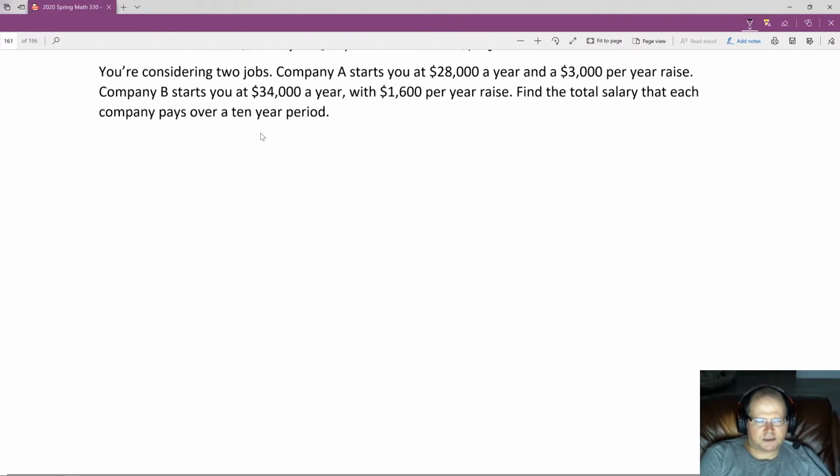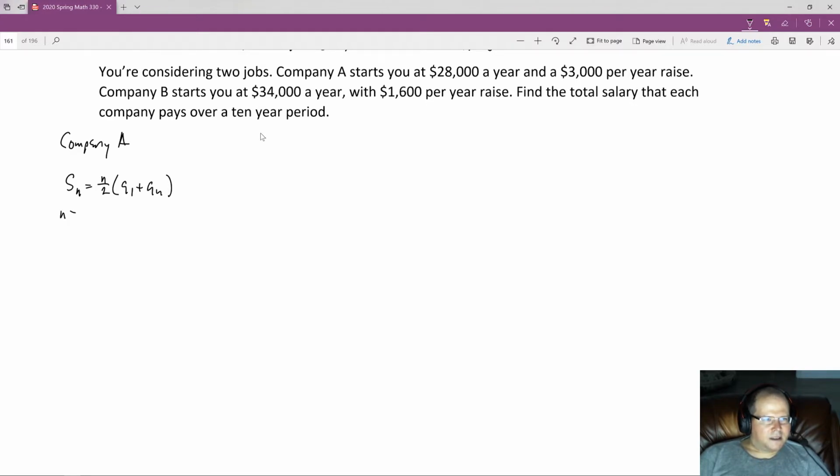You're considering two jobs. Company A starts you at $28,000 a year and a $3,000 per year raise. Company B starts you at $34,000 a year with a $1,600 per year raise. Find the total salary for each company pay over a 10-year period. Okay, so Company A. So we'll do Company A over here. So what they're really asking us for is the sum in, which in this case is n divided by 2 multiplied by a1 plus a.